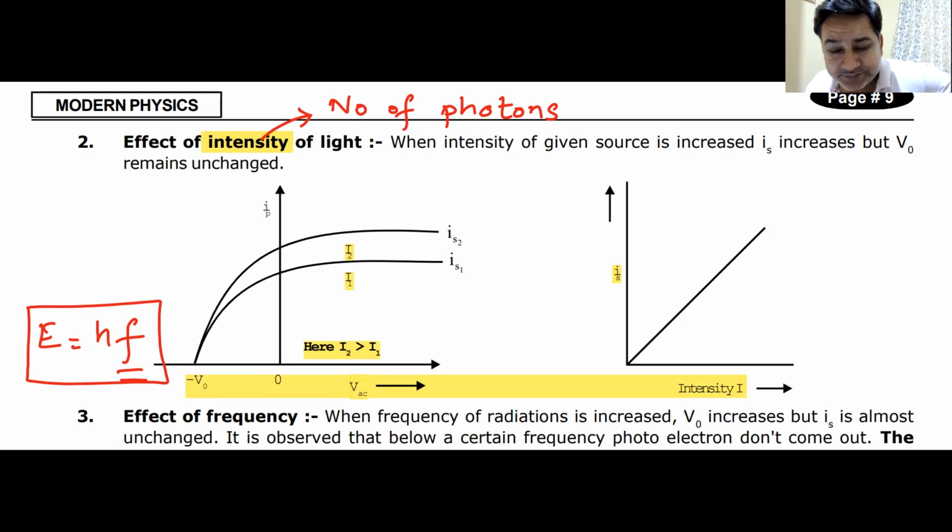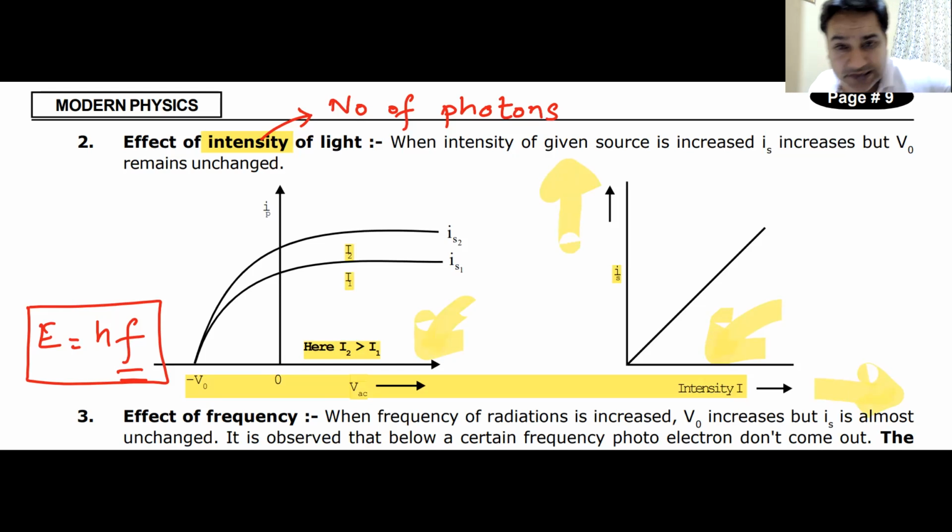Do we understand this? In the first graph, I have plotted VAC, and in the second graph I have plotted intensity. Do we see this? What is the relation between intensity and current? So if I increase the intensity, what happens to the current?